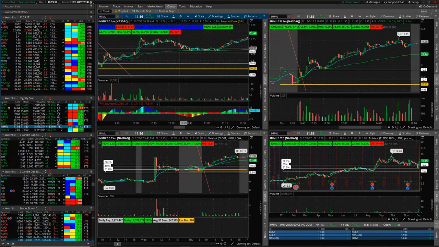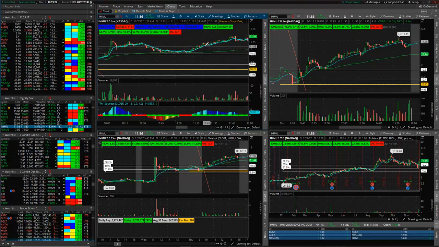Moves back, it holds VWAP, which is right near the 32 level, and then you have this next leg up. And look, you can see it clearly.